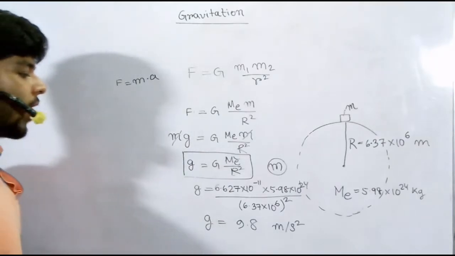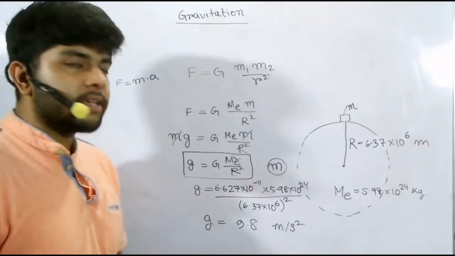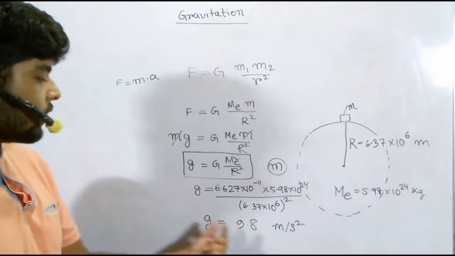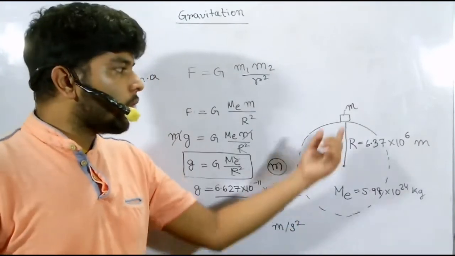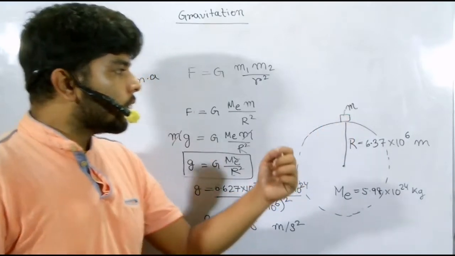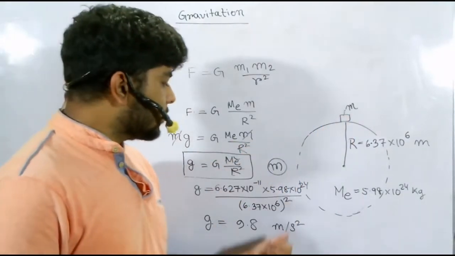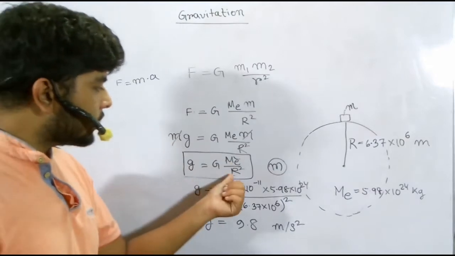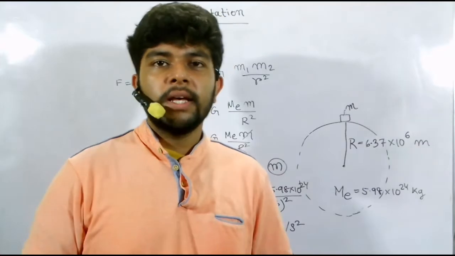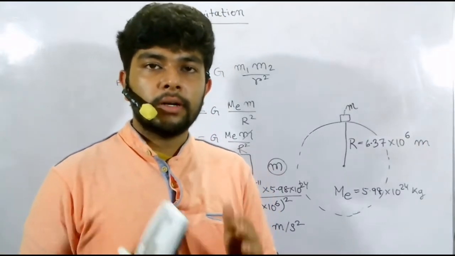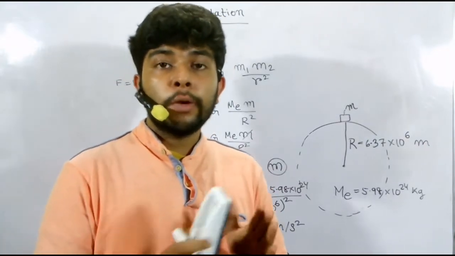So this is the value of gravitational acceleration, that means the acceleration due to gravity. So the value comes 9.8. So it does not depend on the mass of the object. It depends only on the mass of the earth and the radius of the earth. Okay. So students, now let's see what is the acceleration due to gravity on the moon.